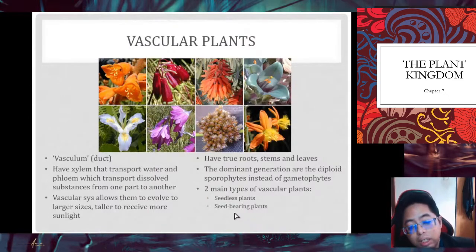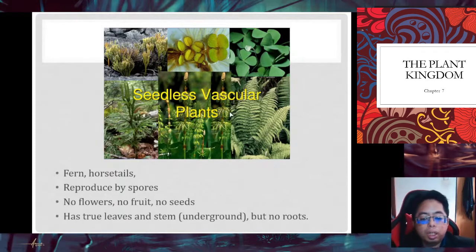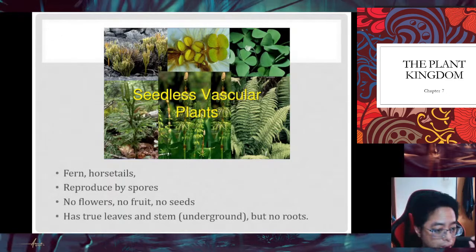So you have seedless and seed bearing. Seedless vascular plants still use spores to create their offspring. They don't have any seeds, meaning that it's just a cell, a baby cell called a zygote, with no food source.